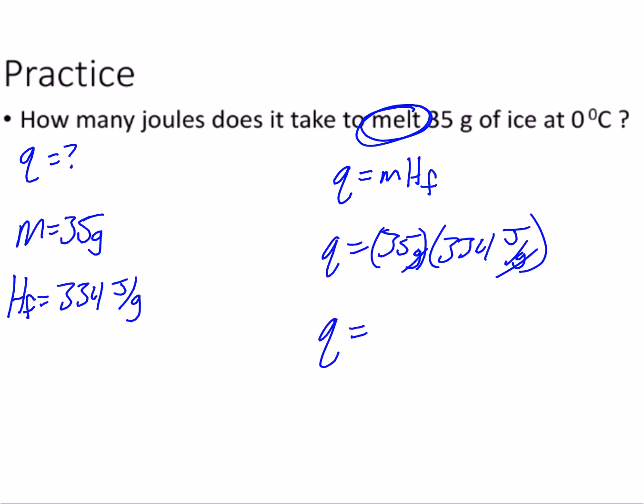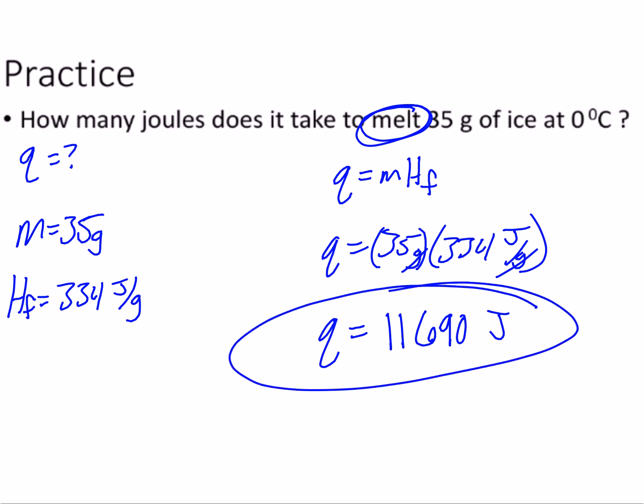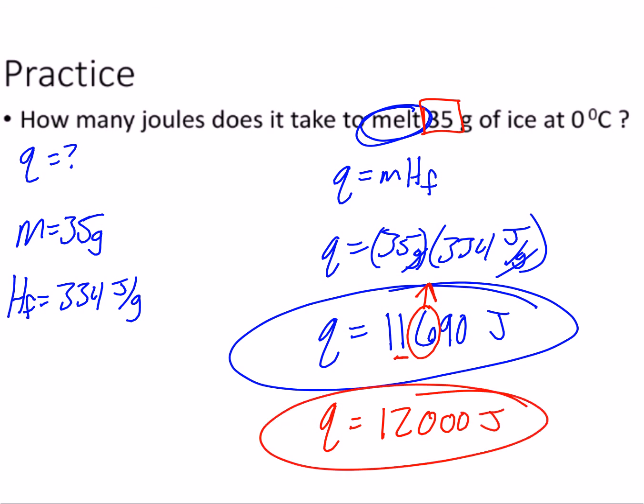All right, so this is how you should set it up. Plug it in. What do you guys get for an answer? 11,690. Lots of energy right there, folks. If I wanted to go to correct sig figs, how many sig figs would I report to? 2. So I'm going to look at this number. Does that go up or down? Up. So my Q value would be 12,000 joules. Questions at all, folks?